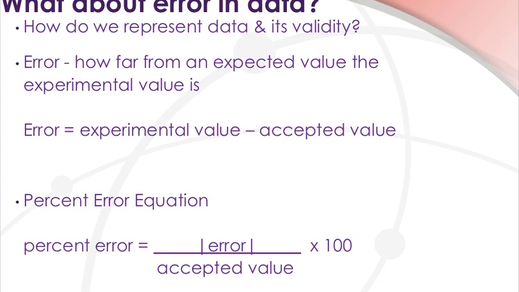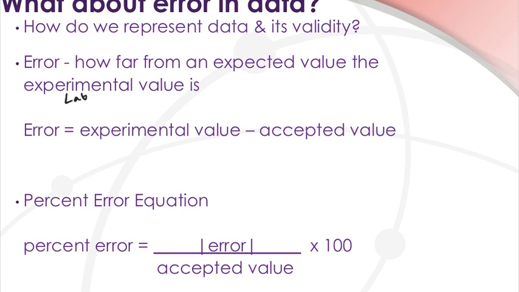Okay, so in addition to the visual inspection of whether something is accurate or precise, there are some mathematical tools that we can apply to data to figure out how good it really is. The first here is error. That's how far from an expected value the experimental value is.